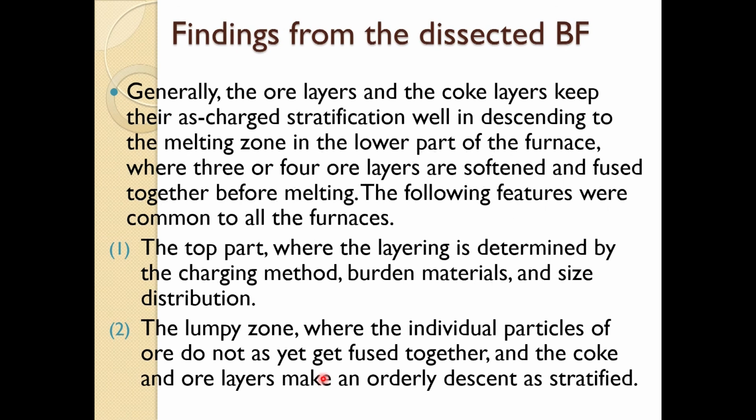So, finding from this dissected blast furnace, generally the ore layers and coke layers keep their edge charge stratification well in descending to the melting zone, which we have seen. They are in the layer form and they descend maintaining that. In the lower part of the furnace, 3 or 4 ore layers are softened and fused together before melting. So, there it can thin down and they fuse together.